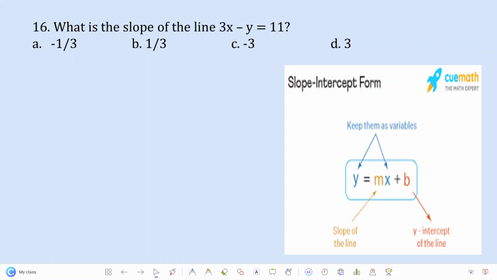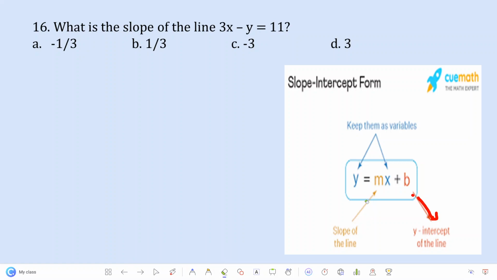Where m, ito po yung slope natin, yung m. Ito yung slope of the line. Ang b is the y-intercept of the line. Ito po. So, ang y-intercept, ito po yung value kapag x is equal to 0. Kapag pinultiply mo 0 dito, so magiging 0 ang mx, so ang b na lang po. y is equal to b. Yan po ang value ng y if x is equal to 0.